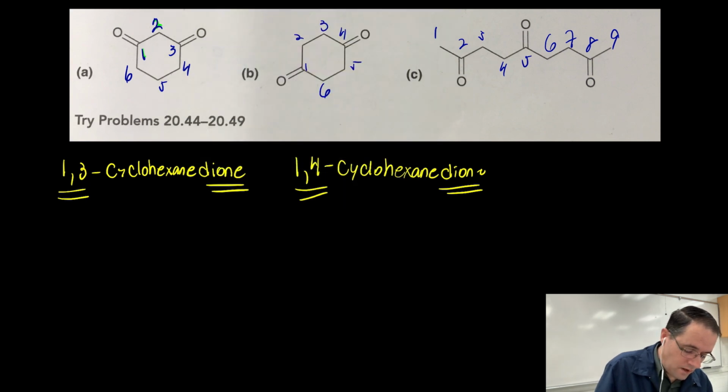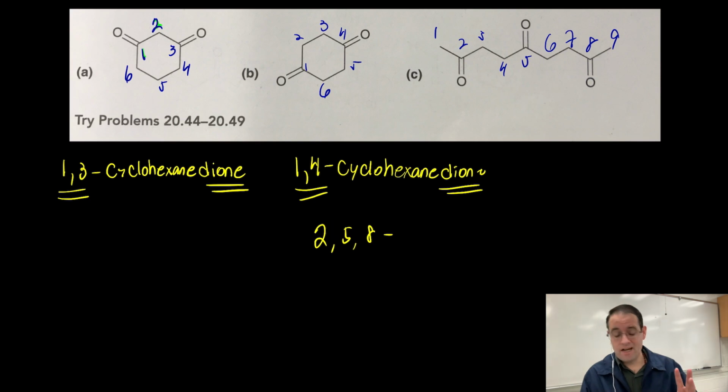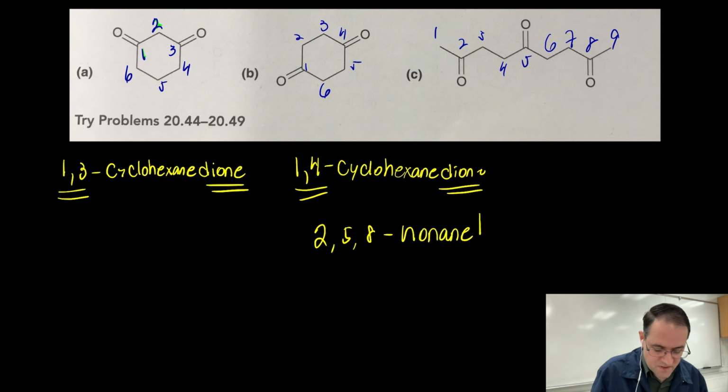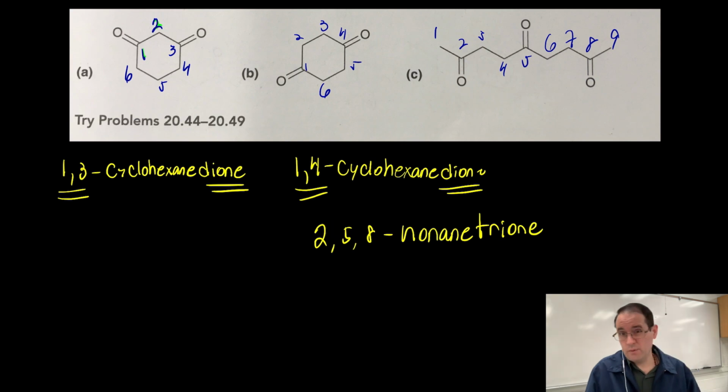So I've got a ketone at carbons 2, 5, and 8. So if there's 3, it's going to be tri. Okay, so this is going to be, what is it? Nonane. Okay, so this is going to be nonane, and then it's going to be trione. Okay, if it looks weird, that's fine. You're seeing it probably for the first time.